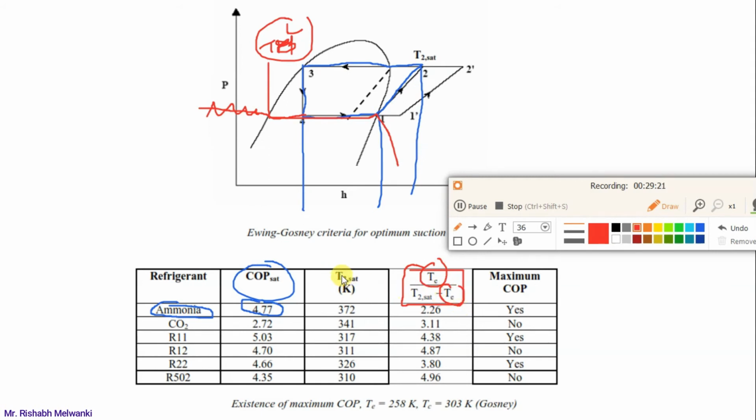Now what is this T2 sat? It will be the temperature of this point, the point after compression. So if I draw a constant temperature line over here like this, whatever temperature is there at point 2, that is this T2 sat temperature. Did you understand?